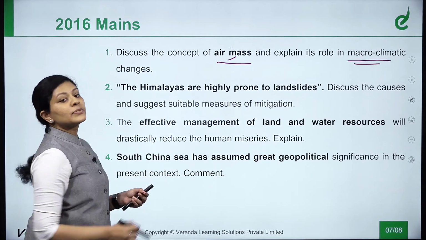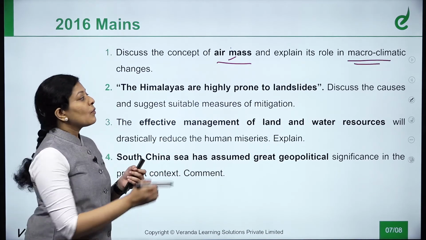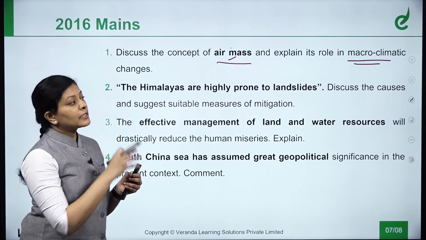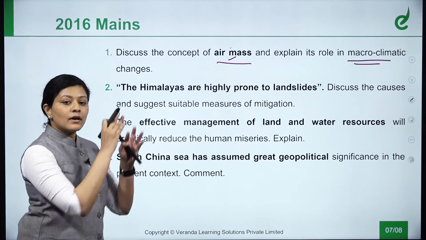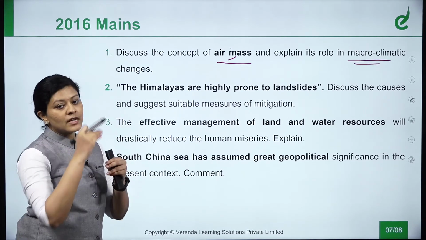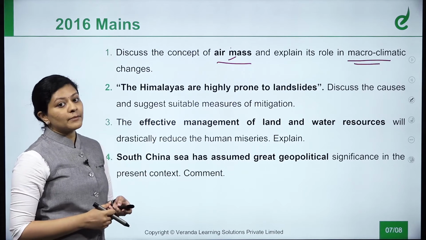You can even draw maps for the air mass. What are the macroclimatic effects experienced in temperate climate, in the western part of temperate climate and the eastern hemisphere of temperate climate? All those things can be explained.